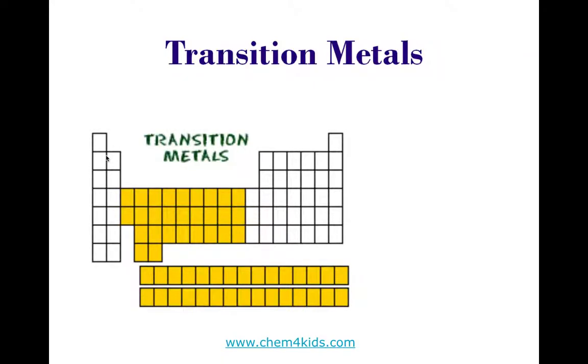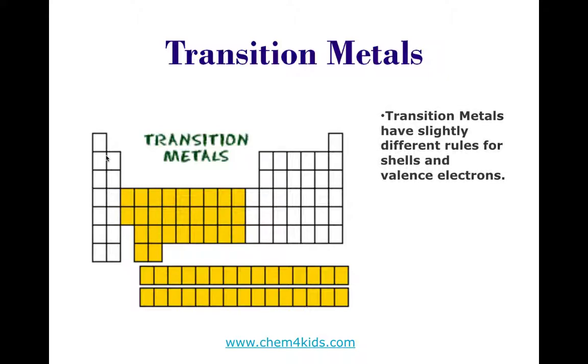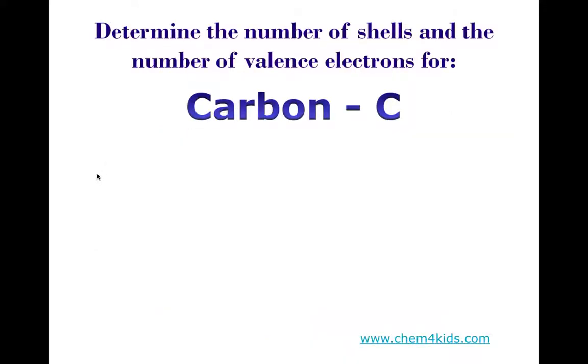Now the transition metals we kind of avoid for now. They have slightly different rules for shells, and you won't need to know that in this class. You'll talk about it if you take chemistry. All right, so let's look at the number of shells and valence electrons for the element carbon. So you need to get out your periodic table that you color-coded yesterday and look at how many total electrons carbon has, and we're going to look at the period and group as well.